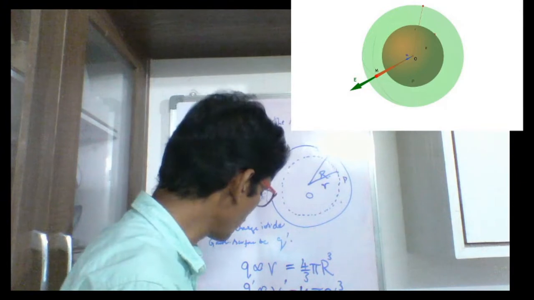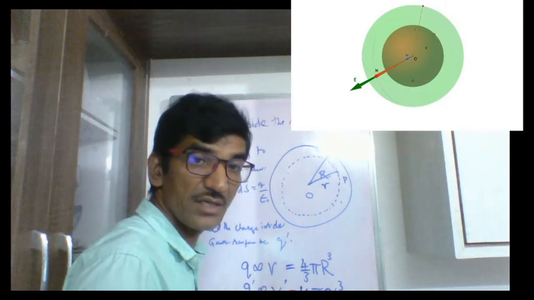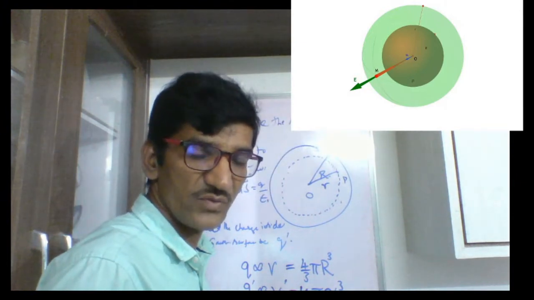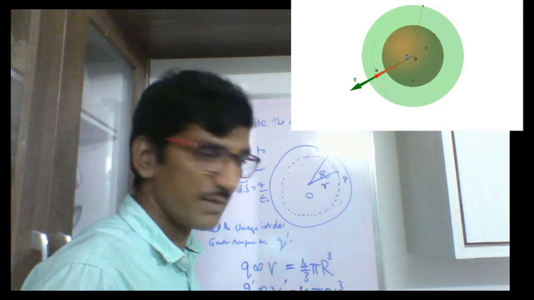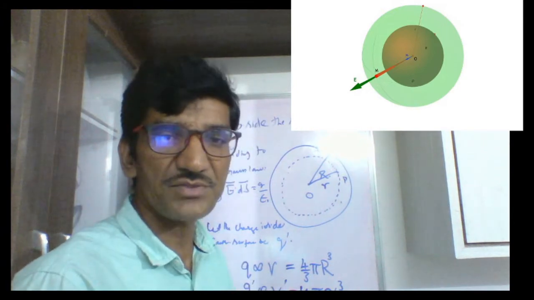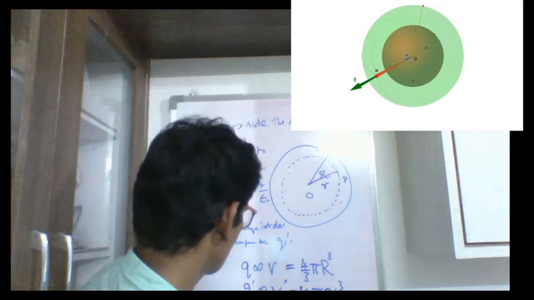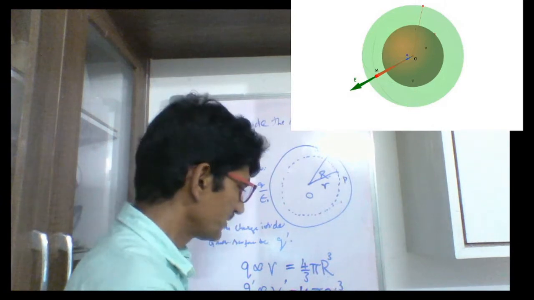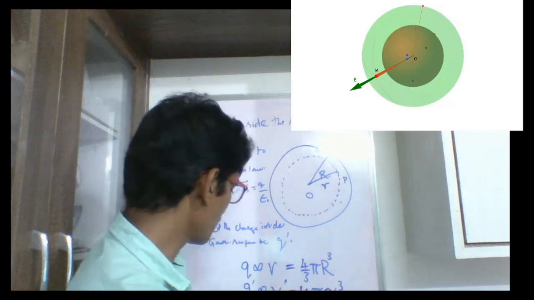Now we want to find this Q prime. We want to express Q prime in terms of Q. Now we just divide these two formulas.